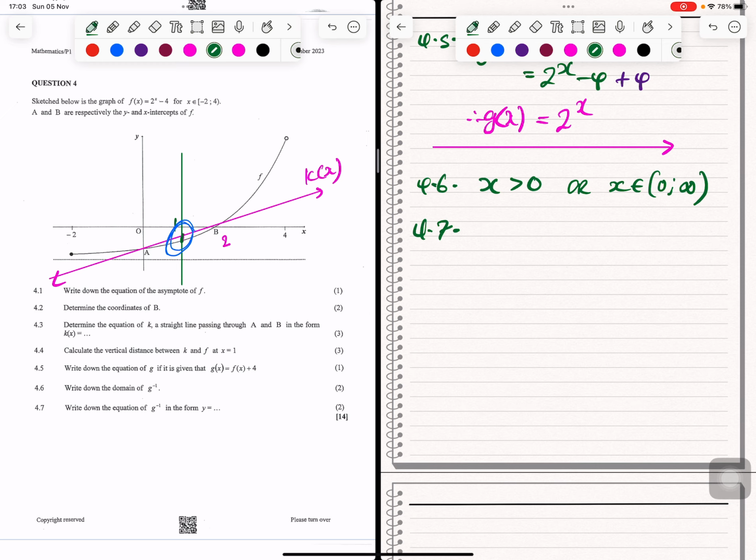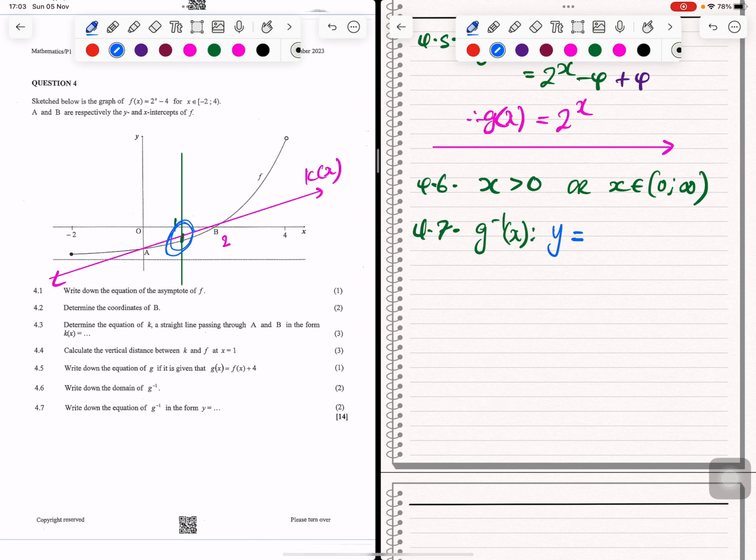They're saying write down, not determine. If they say determine, we have to do the interchanging of x and y, or swapping x and y. In this case, they want you to write down the inverse of that. So they want it in the form of y equaling that stuff.